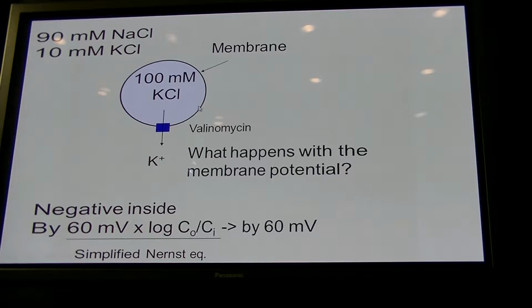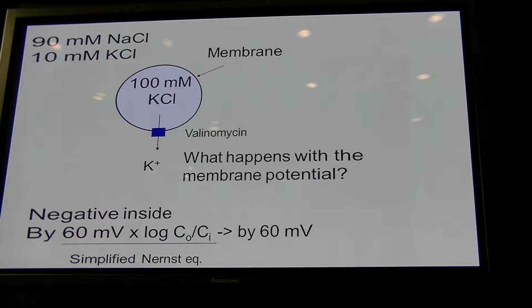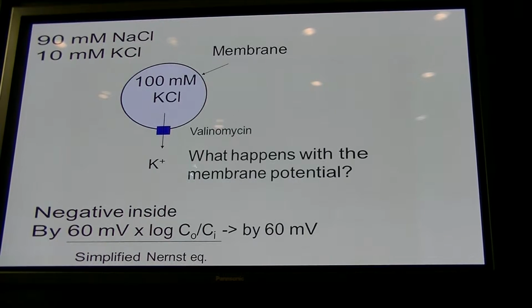So if we add valinomycin, we have a pathway for potassium. Potassium flows out, leaving a negatively charged chloride behind. We get a membrane potential, and the Nernst equation tells us that it will be 60 millivolts in magnitude. But we can immediately see that it will be 60 millivolts because a 10-fold concentration ratio for potassium drives the formation of the membrane potential. That's one standard package, so we get a one standard package size membrane potential, 60 millivolts.